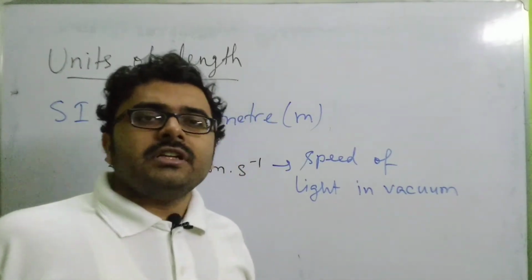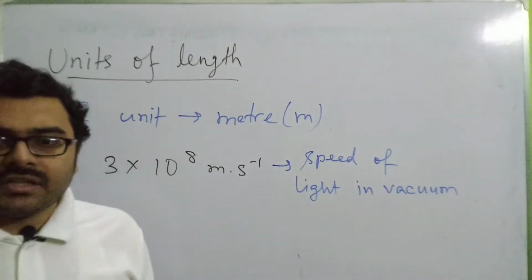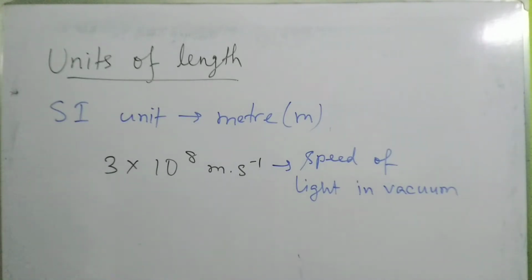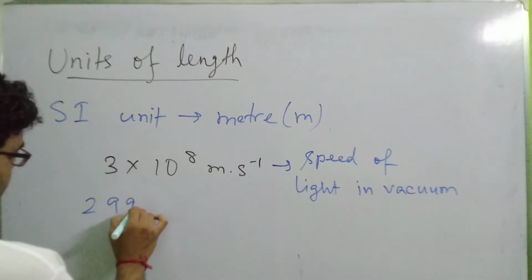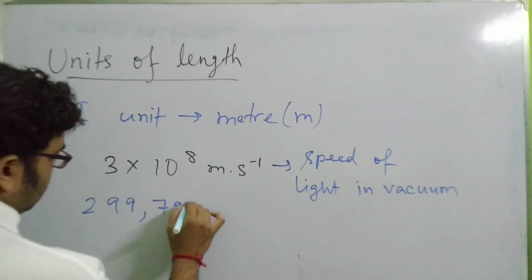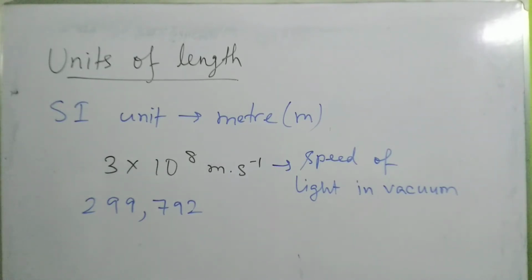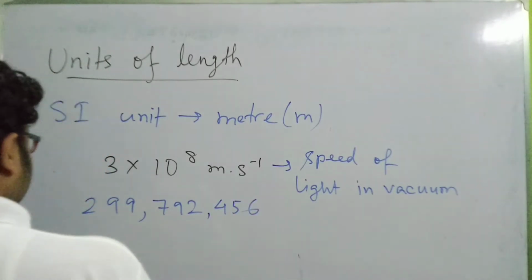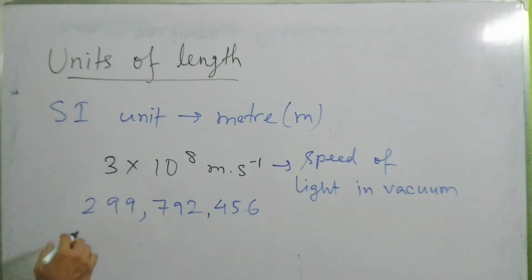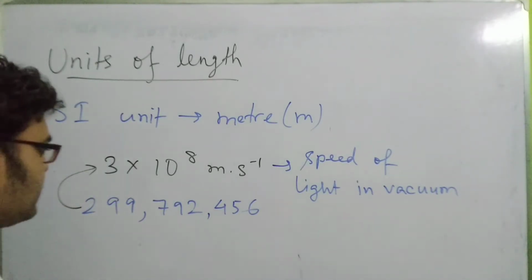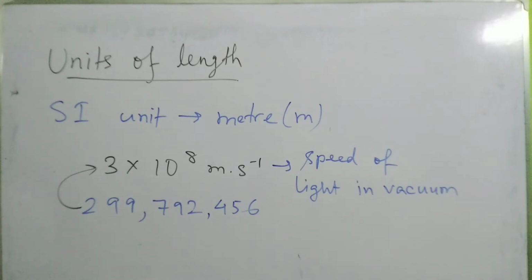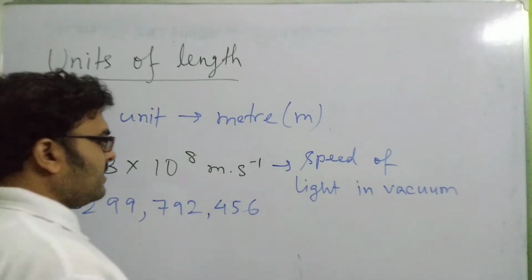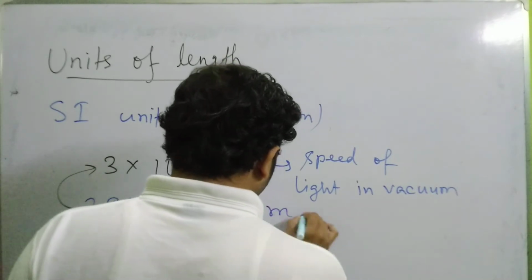Very accurately, it is not exactly 3, rather the value is something like this, 299,792, it's a long value, 456 approximately. Okay, so this is the actual value, this is not 3. So it was considered that let us not take this value, let us take it to be 3 into 10 to the 8 meter per second. So this is the amount of distance that light travels in 1 second.